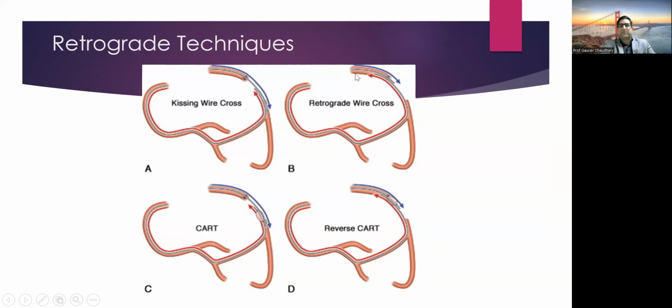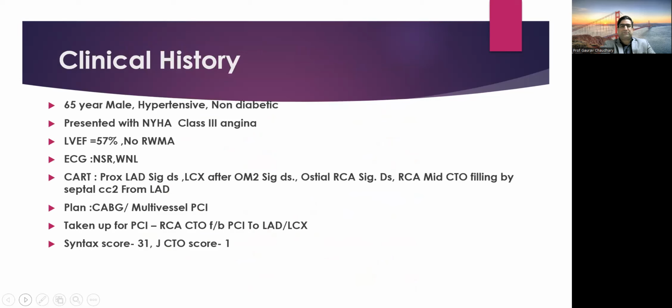Usually we are successful 10 to 15 to 20% of the time, so in about 15 to 20% of cases we can take this wire from true to true lumen. What helps in this case is that usually the distal part of the CTO is soft as compared to the proximal part or the body of the CTO. So when we negotiate the wire from the distal end of the CTO, many times it is easier as compared to the proximal part.